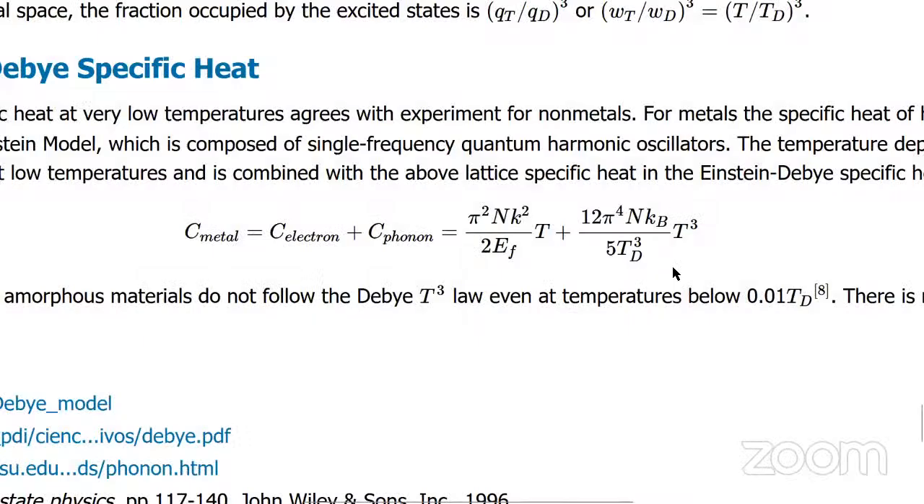Doctor, can I ask a little bit? Yeah, okay. So about the Cv, in an insulator, the contribution of Cv is only from the phonon, right? So the electron, there is no contribution, right? Yes. Or there is?